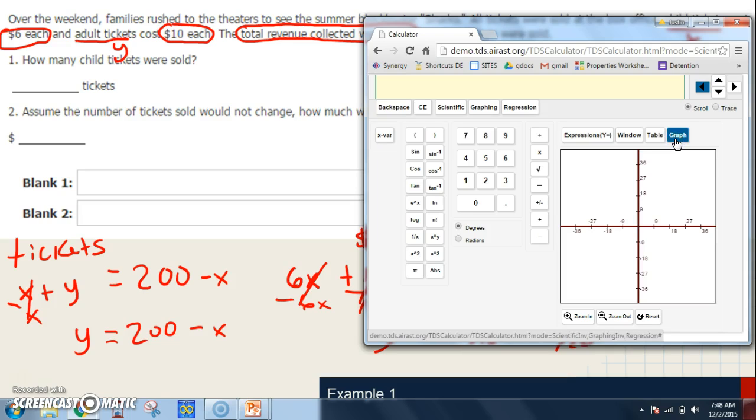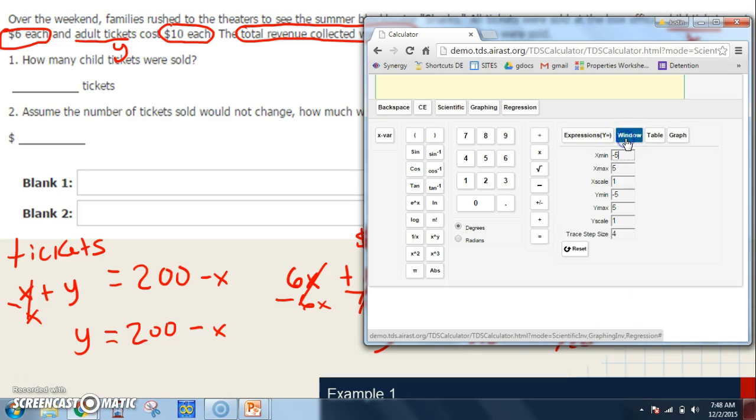So I graph it, nothing's showing up here. I'm all the way zoomed out, nothing's showing up. I need to adjust my window. When I go to adjust my window, I know that we're looking at child and adult tickets, so I'll just make it whatever the total is for adult tickets. So my maximum number of tickets that I can have is 200. The minimum number of tickets that I can have is 0. Again, for the y-axis, which is adults, 0 tickets is the minimum number. 200 is the maximum number that I can have. And once I've put this in, let's go ahead and see what the graph looks like.